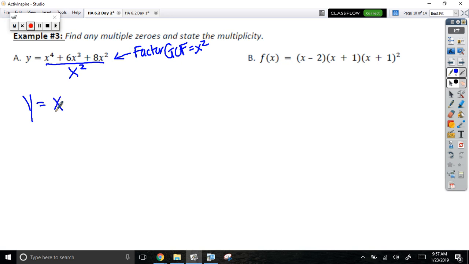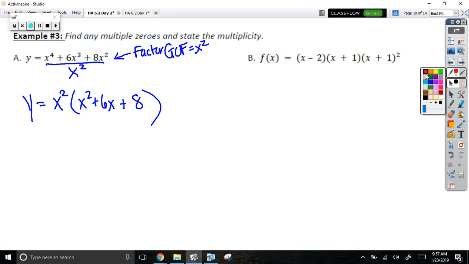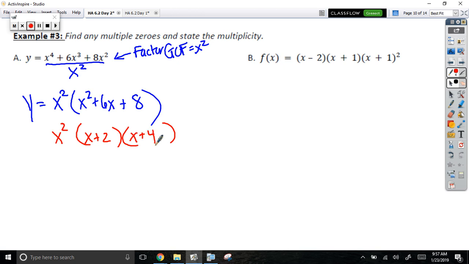Do not get rid of it. Put it out front. Remember, you subtract exponents, so this should be x squared plus 6x plus 8. Keep factoring. Multiplies to 8, adds to 6. 2 and 4. And then actually find the zeros.